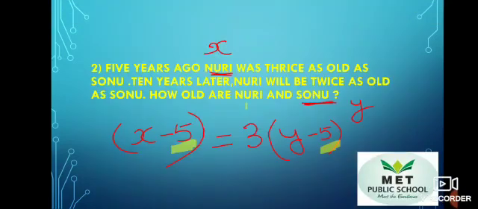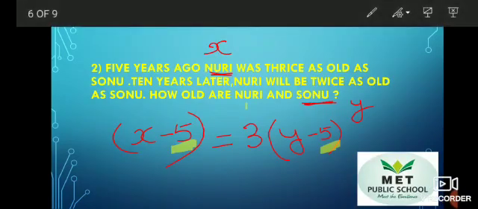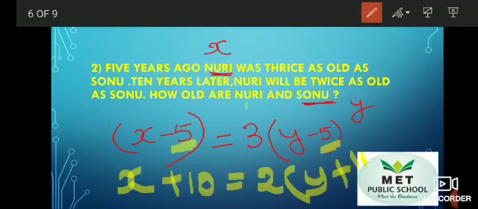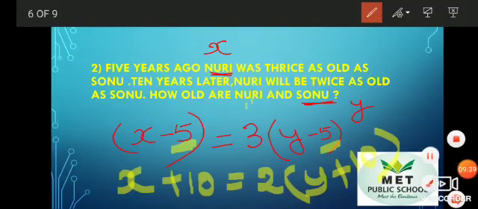And the second equation will be 10 years later. So 10 years later means it will be plus 10. 10 years later, Noori will be twice as old as Sonu. Twice means it is 2 times. As you have considered Noori's age as x, you are taking x plus 10, that is 2 times y plus 10. 10 years later, so you are taking the equation x plus 10 is equal to 2 times y plus 10. Now let us see how to solve these equations.